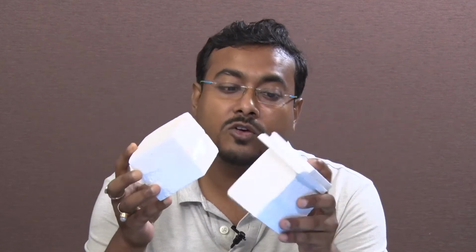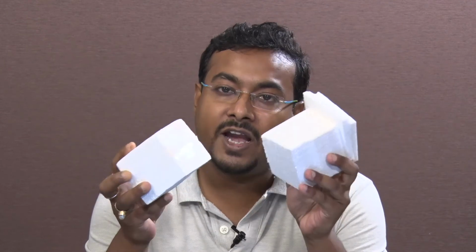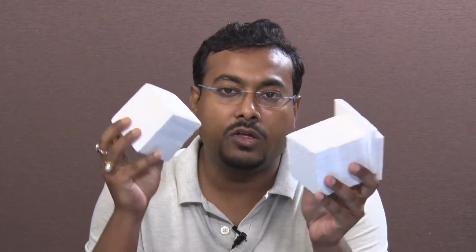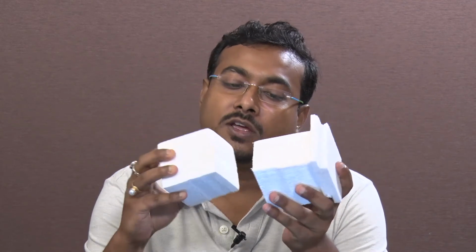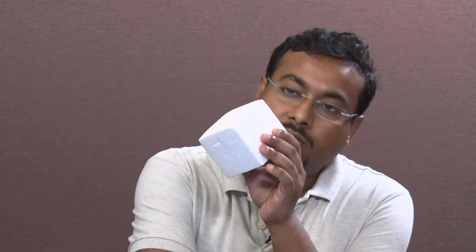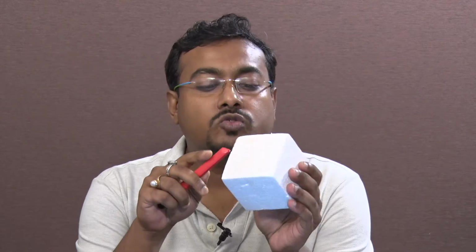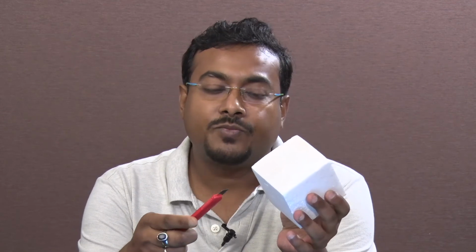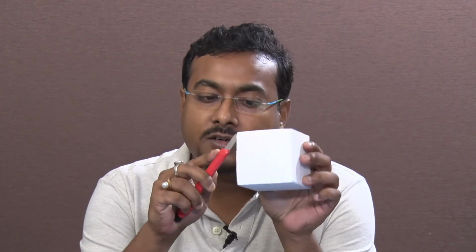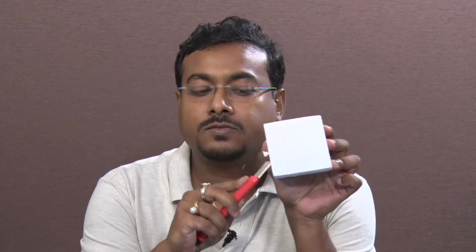There are different kind of thermocol. One is high density, one is medium density and low density thermocol. You can see this one high density. The high density thermocol has very small granules and slightly harder to cut.